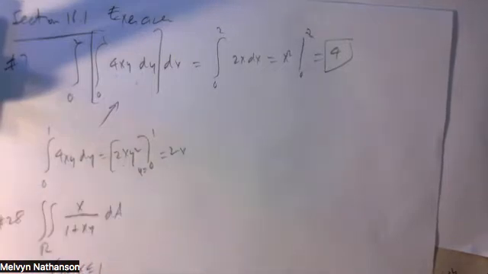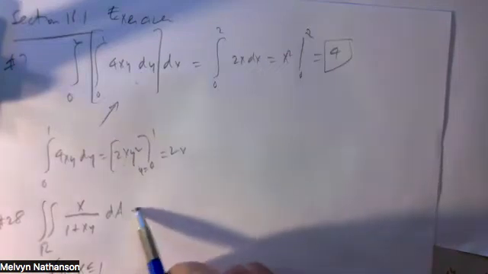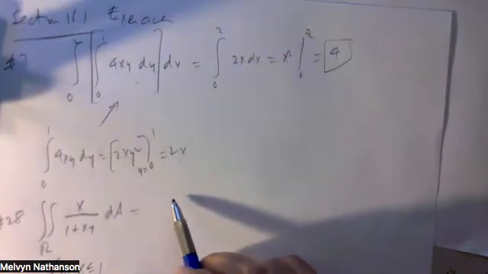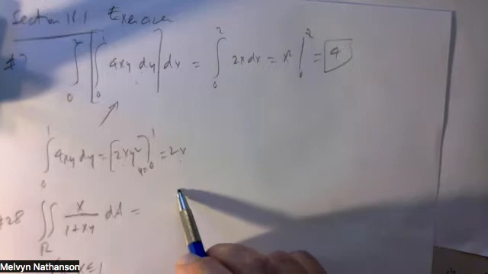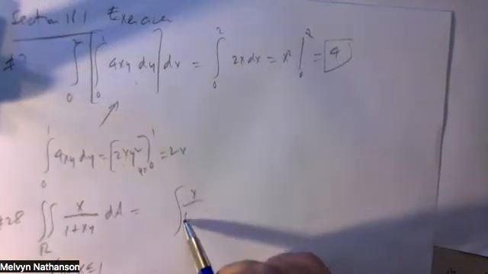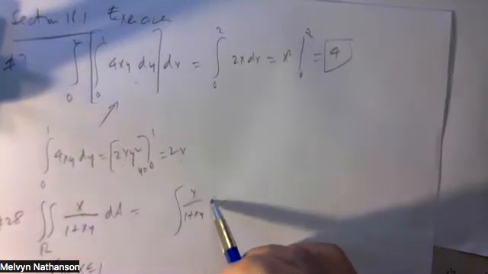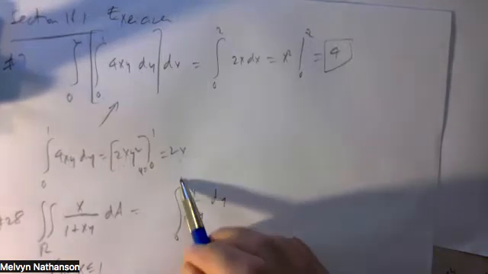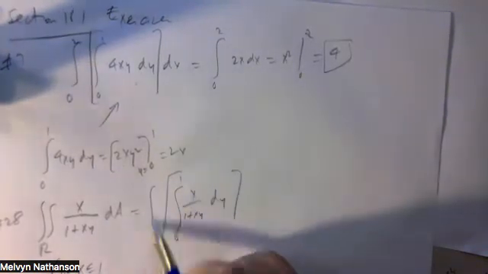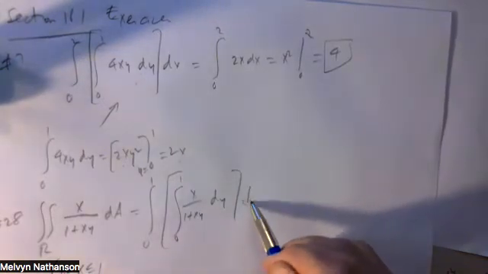So we have to decide, should we integrate with respect to x first or with respect to y first? I don't know. Sometimes you just have to experiment and see what happens. So let's say I integrate first with respect to y. So x over 1 plus xy dy, y goes from 0 to 1. And then I'm going to integrate that from 0 to 1 with respect to x.